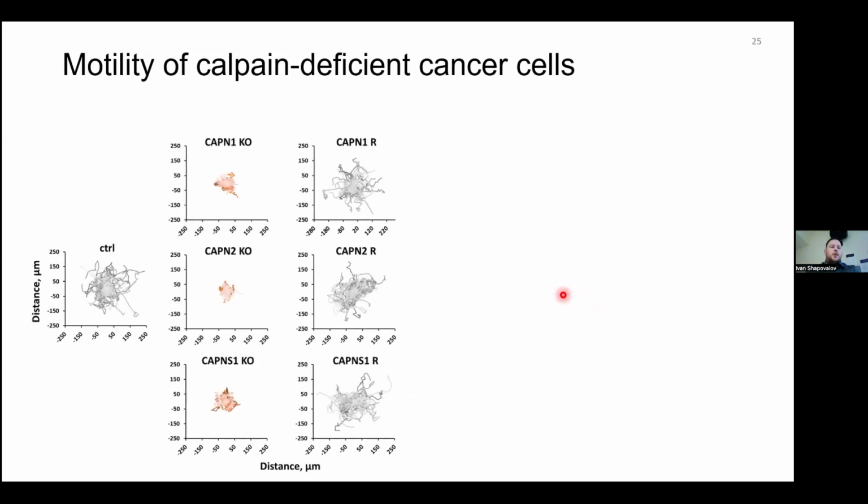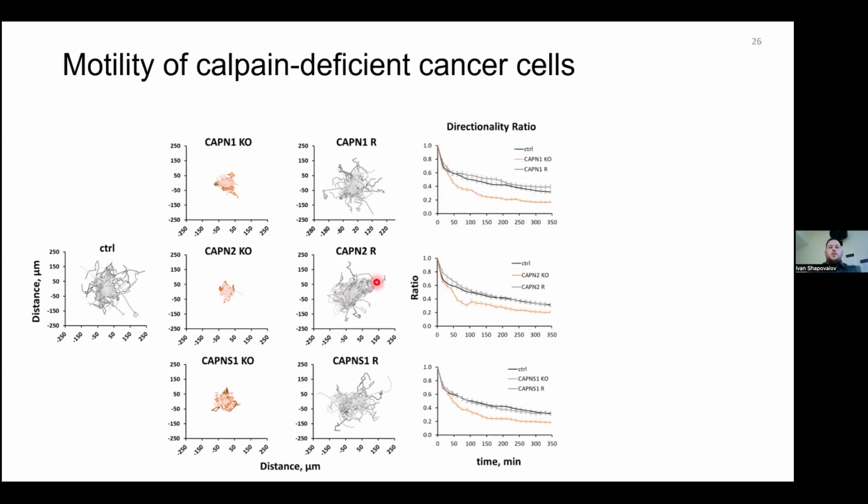To quantify that, I've traced the trajectories of these moving cells, and you can immediately appreciate that in Calpain-1, Calpain-2, and in Calpain S1 knockout, those trajectories are significantly stunted, but it is rescued in all the rescues. There's two measures to quantify this effect. One is to look at directionality ratio, which is the measure of how much the cells are able to maintain the direction they're migrating in.